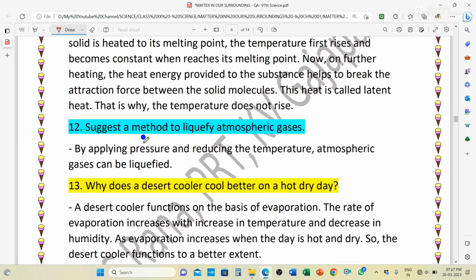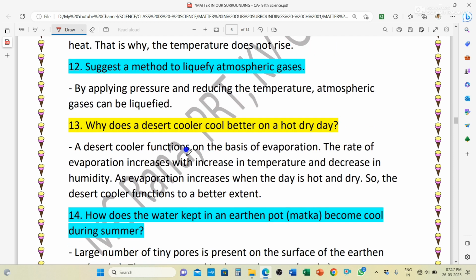Okay. Then suggest a method to liquefy atmospheric gas. By applying pressure and reducing the temperature, atmospheric gases can be liquefied, because to change the state of matter, you can apply temperature or apply pressure. You have to increase the pressure and reduce the temperature. Then only atmospheric gases can be liquefied. LPG, liquefied petroleum gas: in a cylinder, the petroleum gas is liquefied. That is called liquefied petroleum gas, LPG.